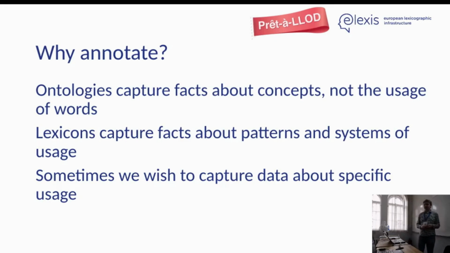But lexicons actually only capture facts about patterns and systematic usage of words. That is, we describe how a word is used in general, but we never describe how it is used in a particular sentence. So, by definition, anything of interest to lexicographers is repeated. It occurs, we have many instances of it, many different forms occurring in text. But actually, very often we would like to talk about a particular sentence and start to describe how that language is used in that particular sentence, and how this connects to the ontology.